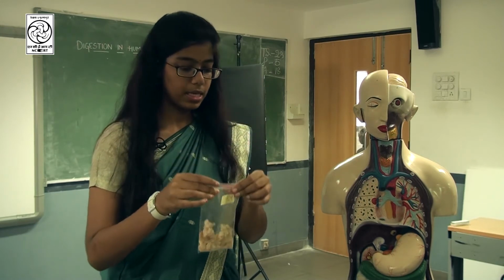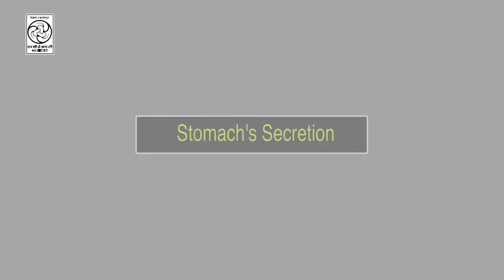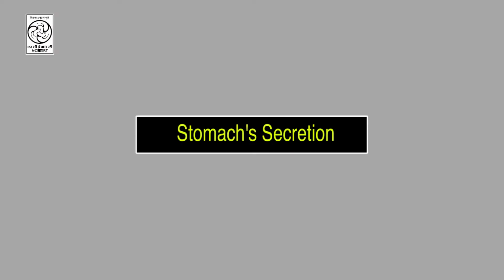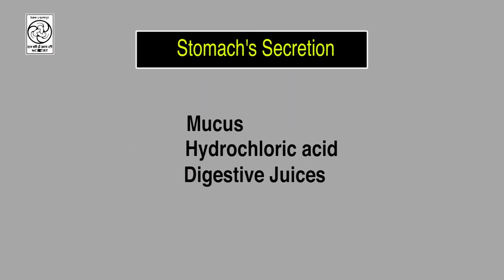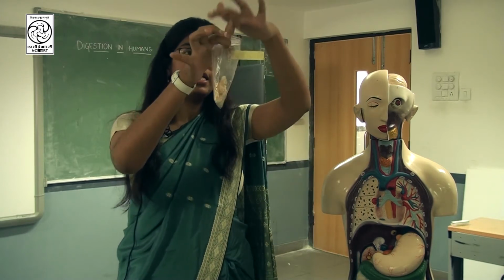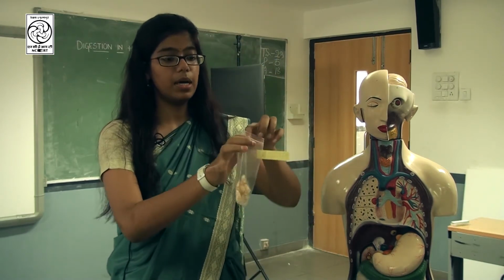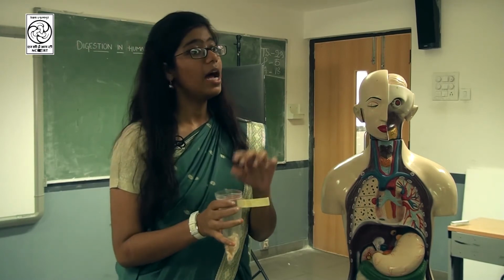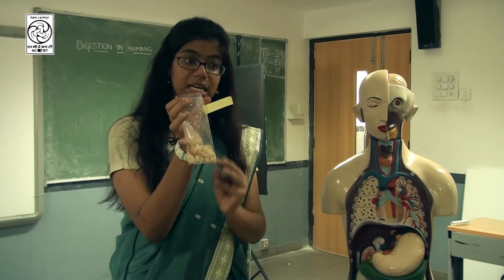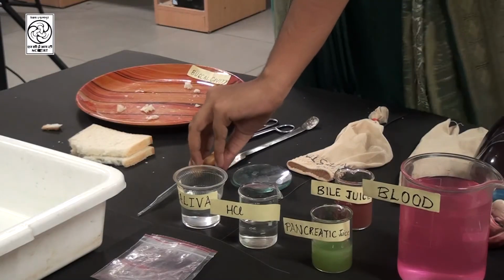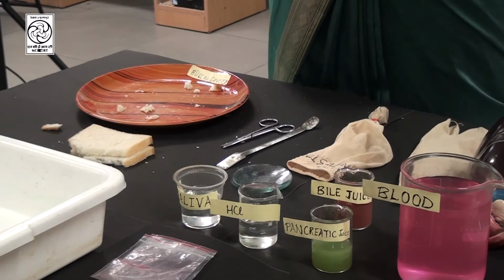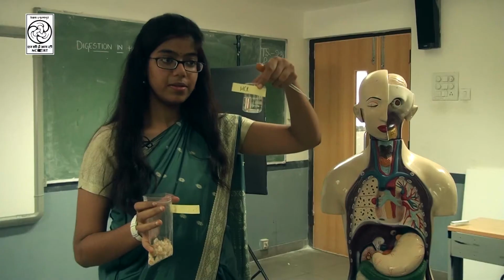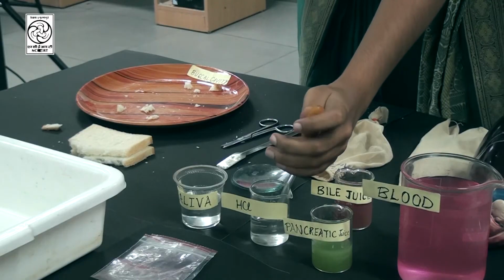Now what happens? As you said, the stomach secretes mucus, hydrochloric acid, digestive juices. Yes, mucus is basically the inner lining of the stomach which protects it or makes it moist. Now there are hydrochloric acids which are secreted on the food. Okay? So for that purpose, we can take hydrochloric acid, right, and we can put it.